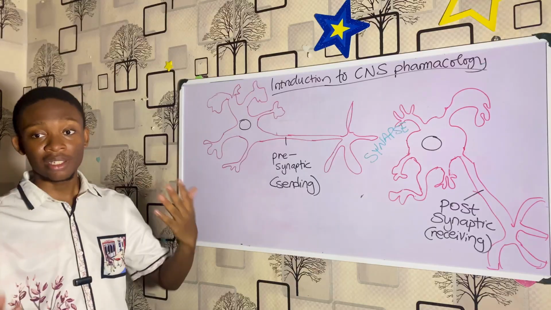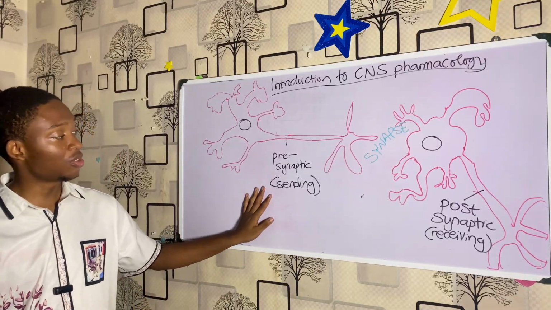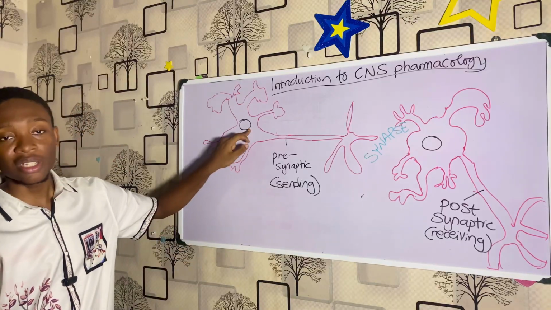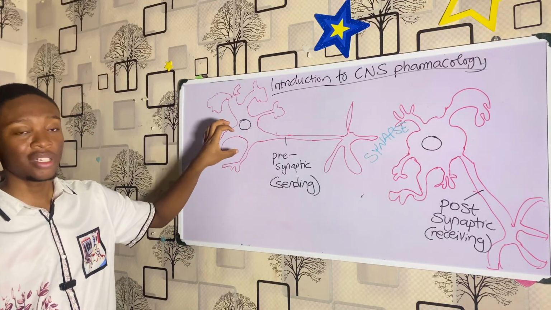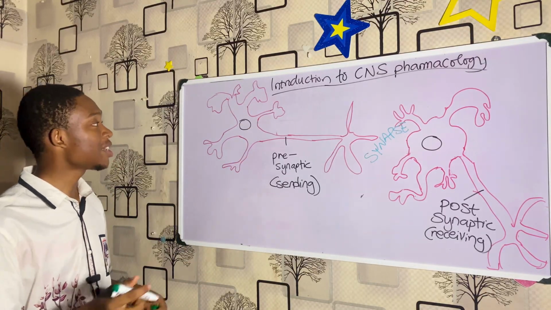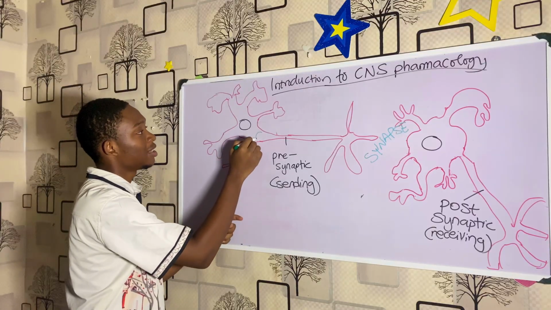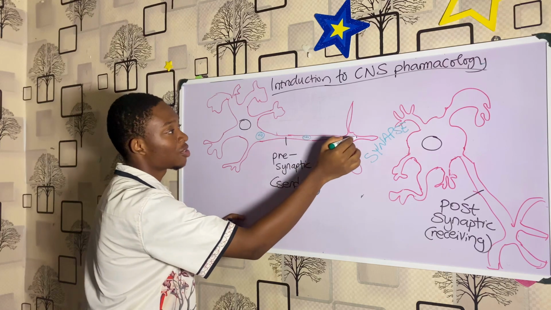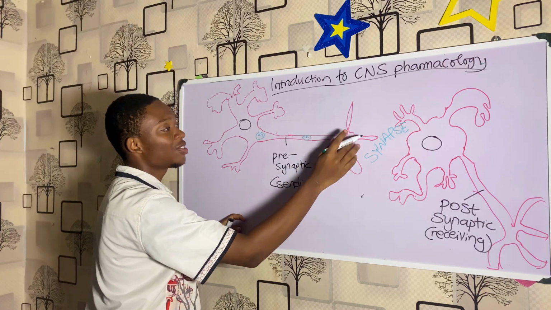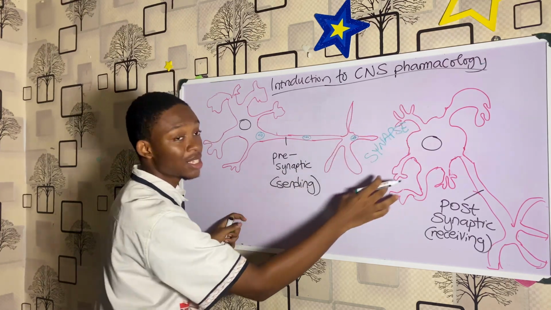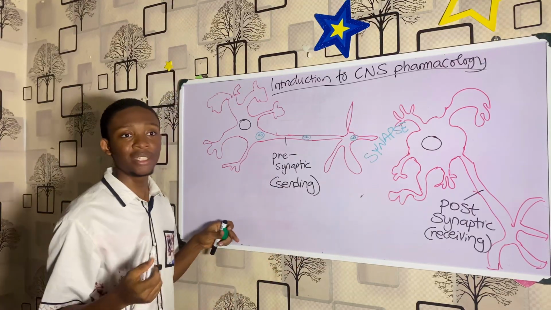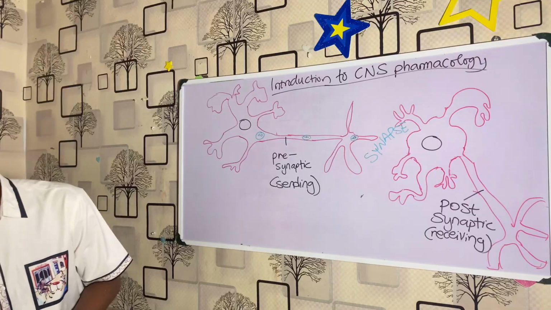Now, when neurotransmitters are produced by this presynaptic neuron, how are they produced? They are produced in the cell body. They are stored in vesicles. When they are stored in vesicles, they are transported along this axon. When they get to the axon terminal, they are secreted into the synaptic space. When they are secreted into the synaptic space, they have the ability to bind with receptors.